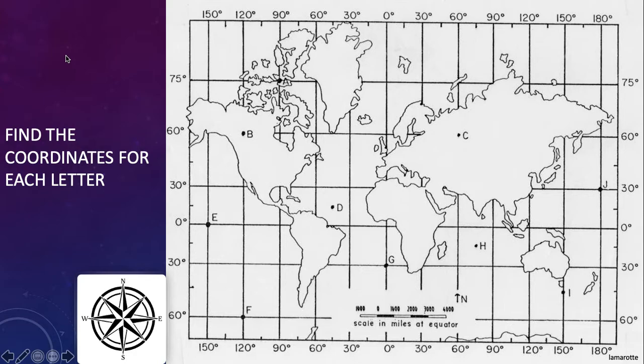And then C is going to be east of the prime meridian. The prime meridian is 0 degrees longitude, so it runs through Europe and Africa in the center vertically. And you count over from the prime meridian to 60 degrees east longitude. So the coordinates of the location C is 60 degrees north, 60 degrees east.